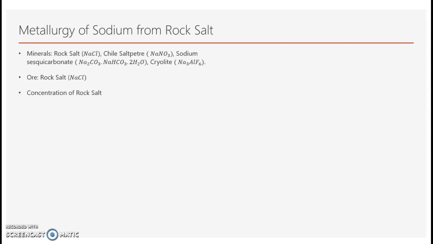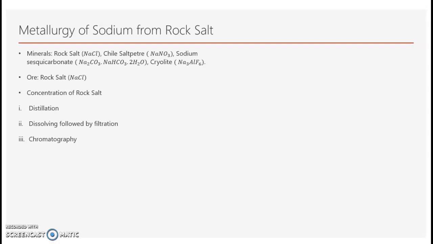After crushing and pulverization, we have to concentrate this rock salt. That is, we have to remove insoluble impurities from the rock salt. This can be achieved either by distillation, or by dissolving followed by filtration, or by chromatographic techniques. After these concentration procedures, we get sodium chloride solution.